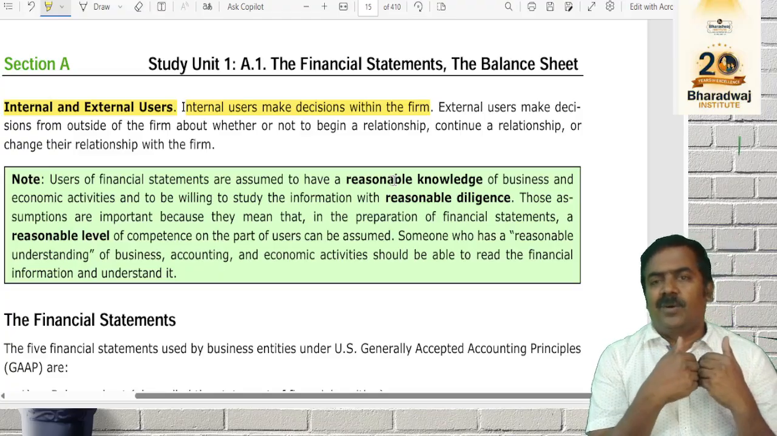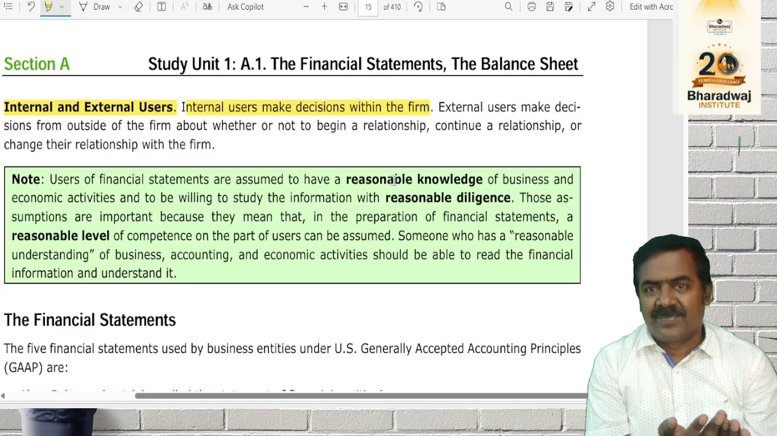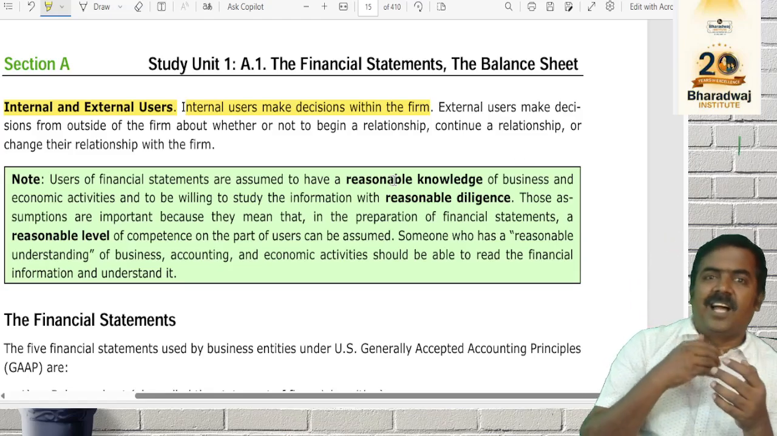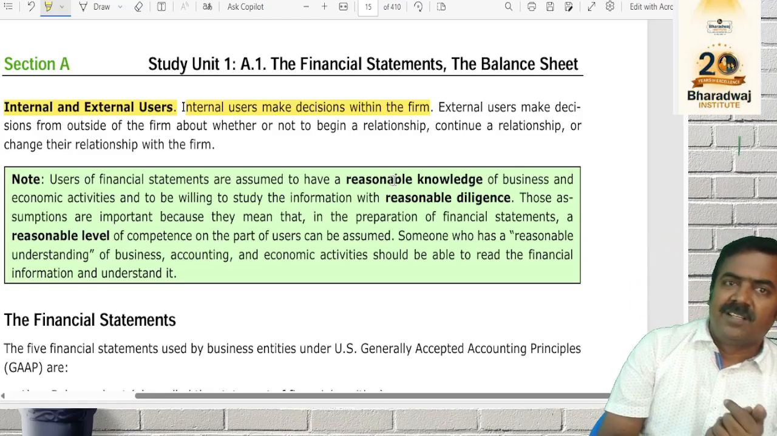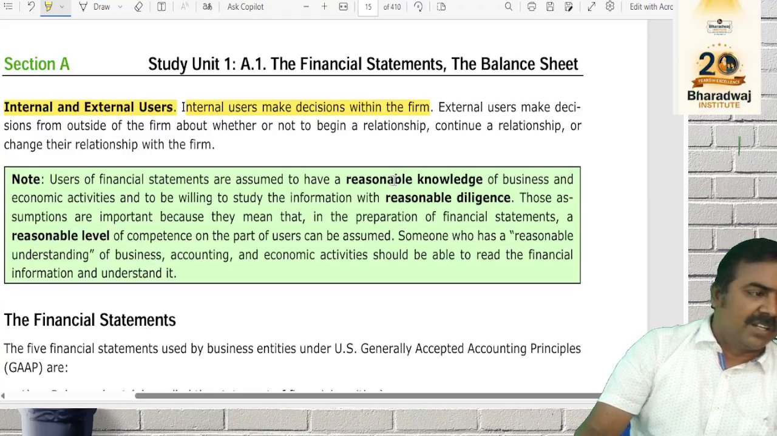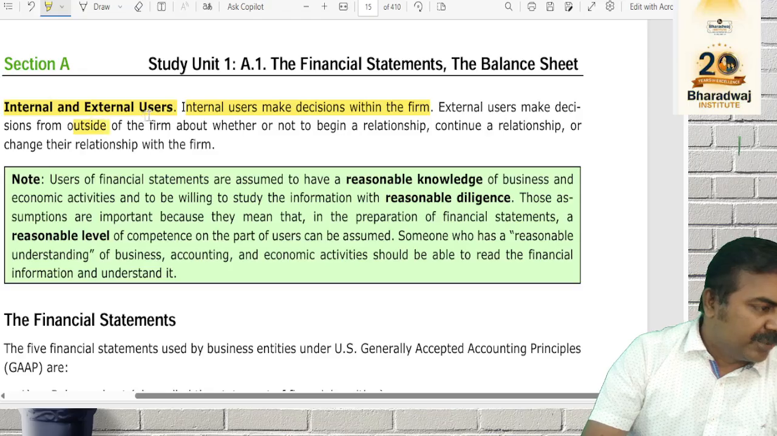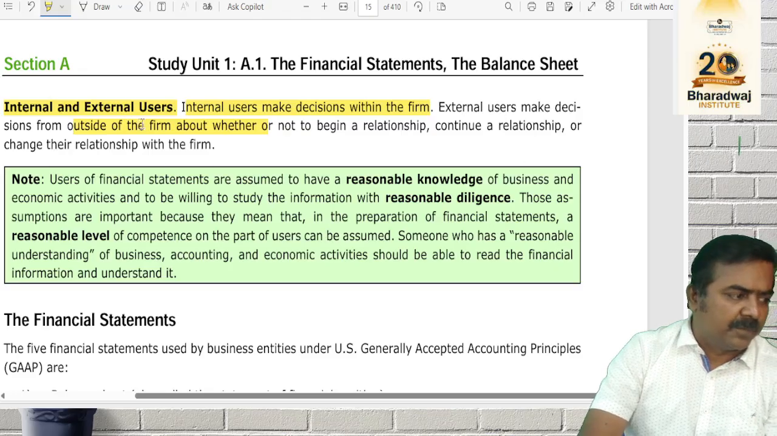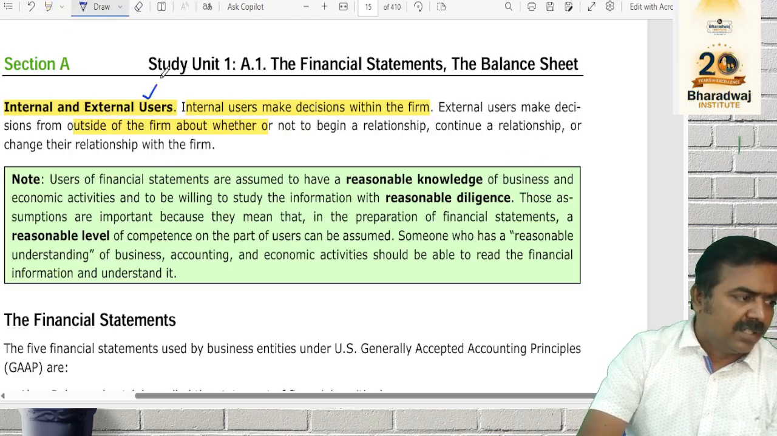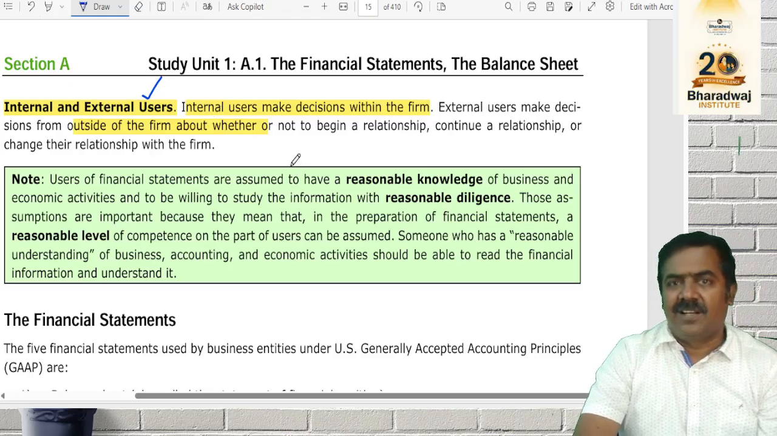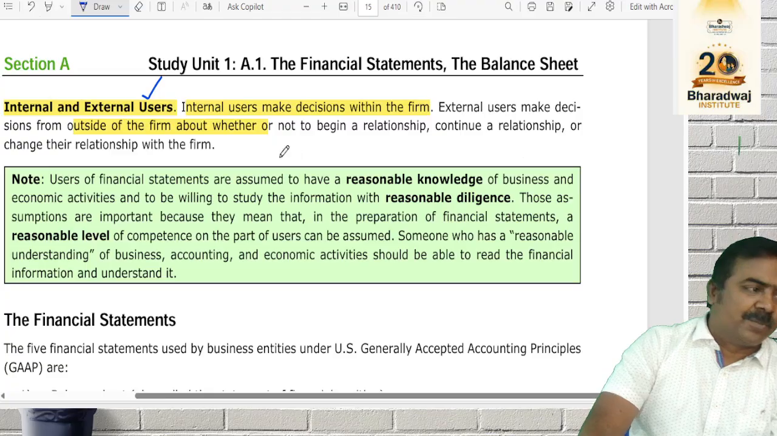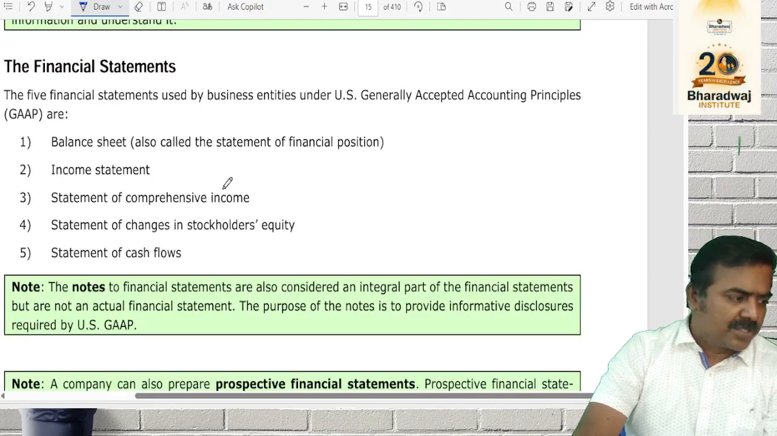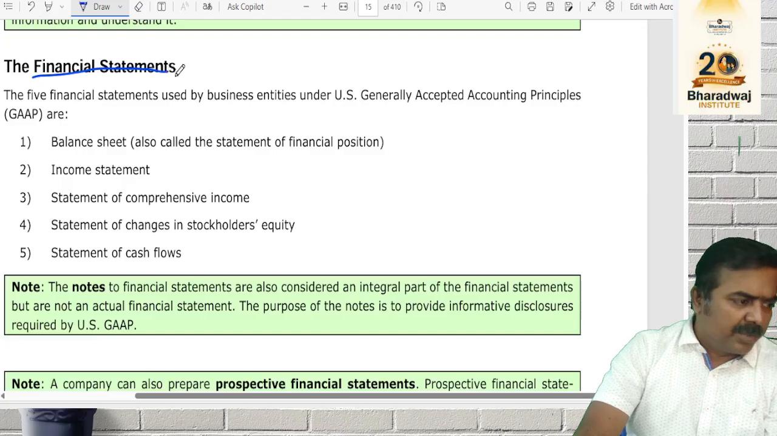I want to decide whether to buy the product or not. I analyze the financial statement, sales growth, brand, and all. And I'm a lender. I'm analyzing the financial statement before lending. So I'm called as which one? External user. Simple. Outside the firm, whether to begin relationship, continue relationship, or change a relationship with the firm, we call it as which one? External user. It is not that shareholders are internal users and lenders are external users. No. It all depends upon who you are to the company. So that is about internal and which one? External users.